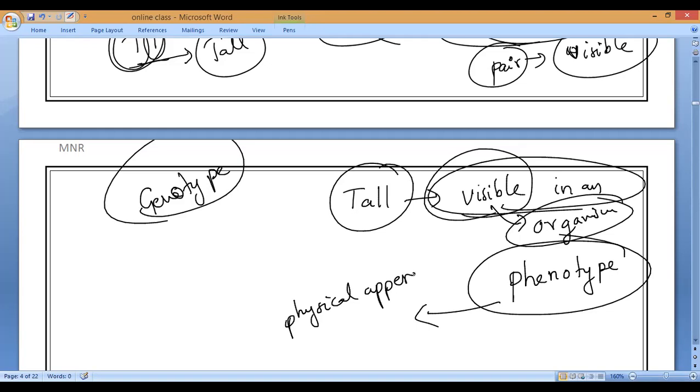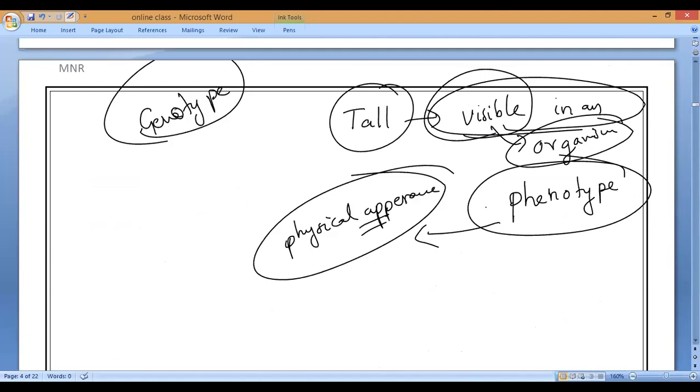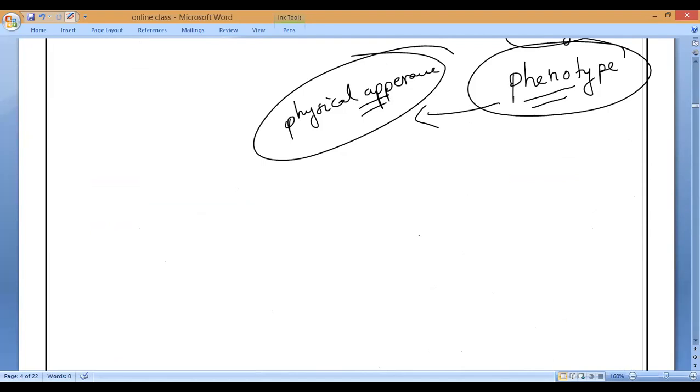Physical appearance, how the organism looks, visible to us, is only called a phenotype. That is what you have to remember. And these physical characteristics, who will decide them? Will be decided by whom? The characteristic is decided by genotype, and what characteristic is appearing to us, visible to us, is only called phenotype. For example, tall plant.